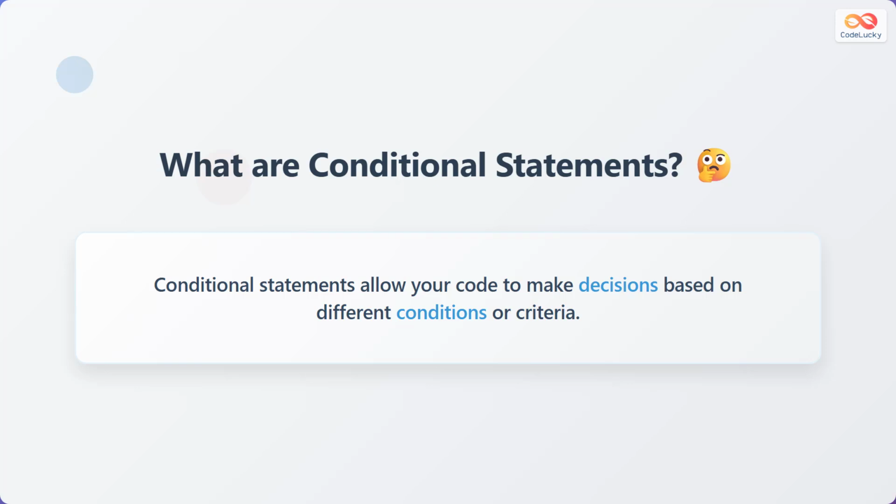Conditional statements allow your code to make decisions based on different conditions or criteria. These statements let your program choose between different paths of execution, depending on whether a condition is true or false.